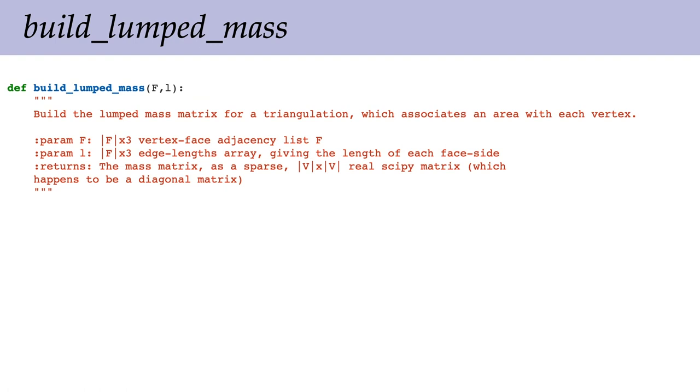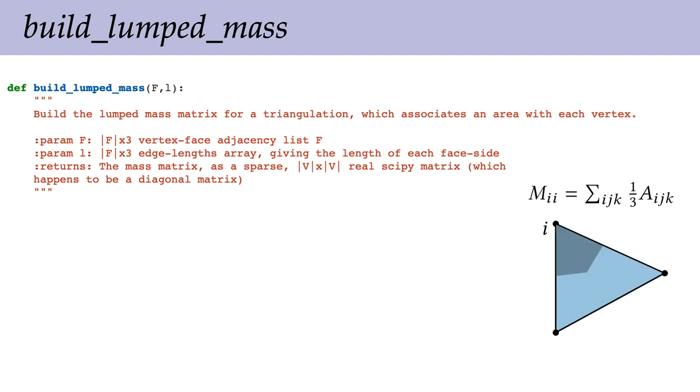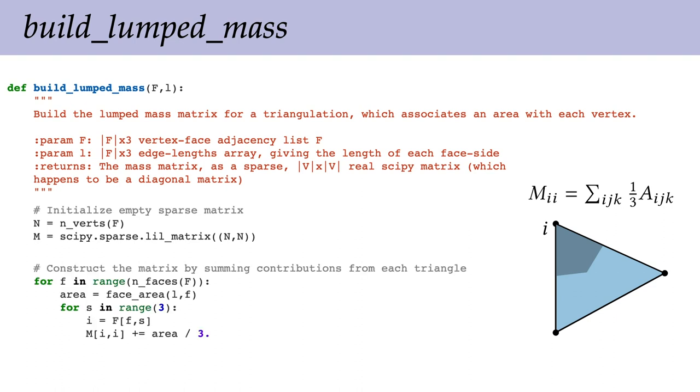And just like we build the Laplacian, we can build a mass matrix, where here we need a lumped mass matrix where each vertex has 1/3 the area of the adjacent faces associated with it as a diagonal matrix. So once again, we just initialize an empty sparse V by V SciPy matrix, then walk through the triangles in our triangulation, and for each we add 1/3 the area of the triangle to the diagonal entries for each of the adjacent vertices. And finally, we return this again as a compressed sparse row matrix.